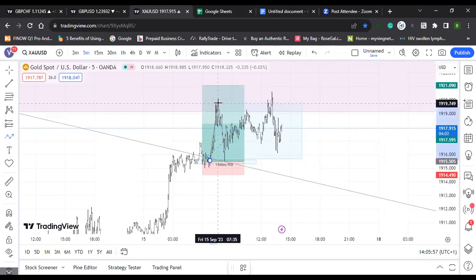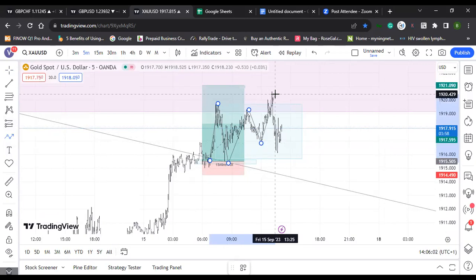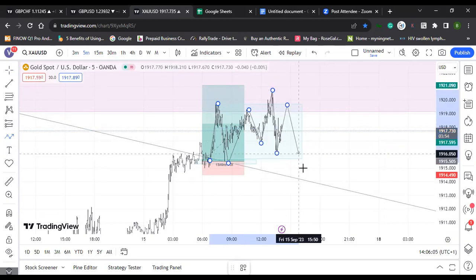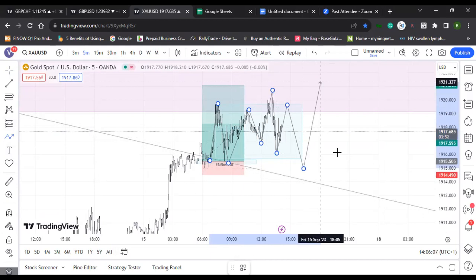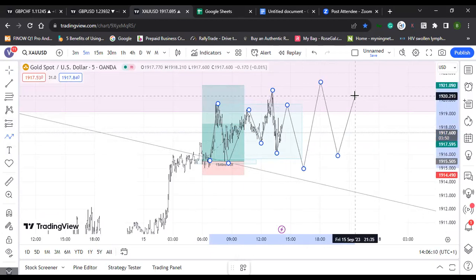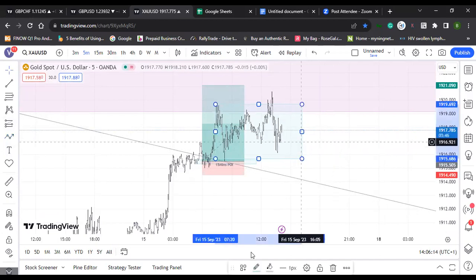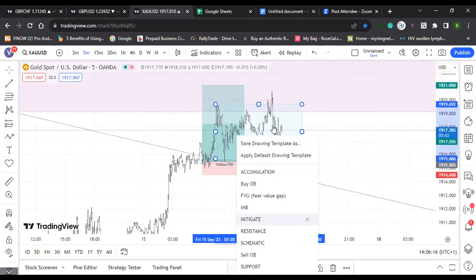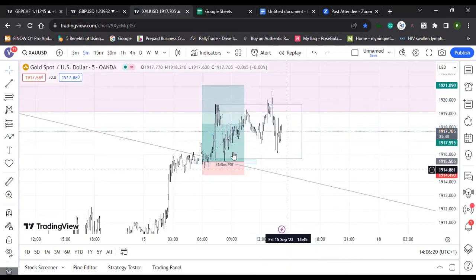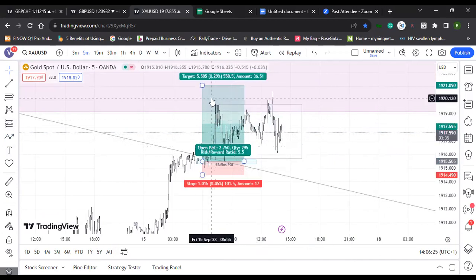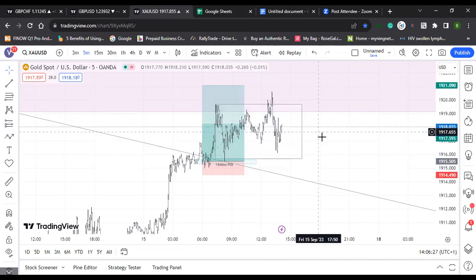We might keep seeing moves like this. All these things is what I call liquidity build, right? It's building up liquidity. Gold is just trying to build up liquidity. So for now, we already fed from this guy. I would say we should chill.